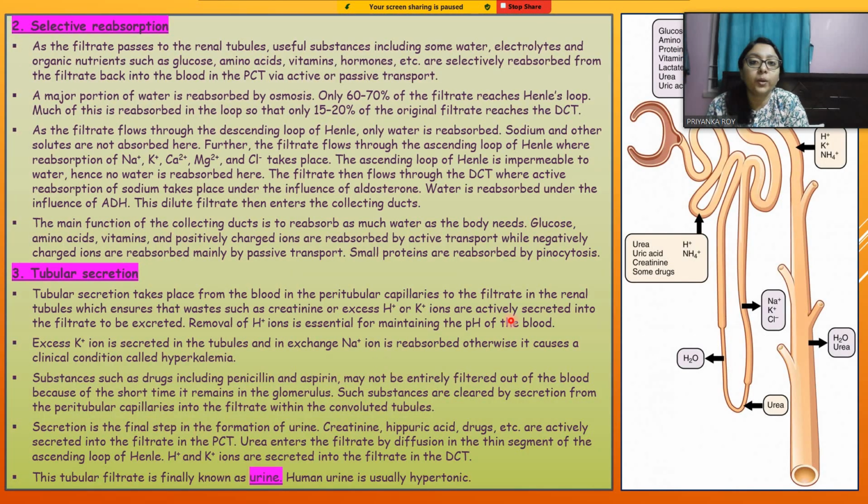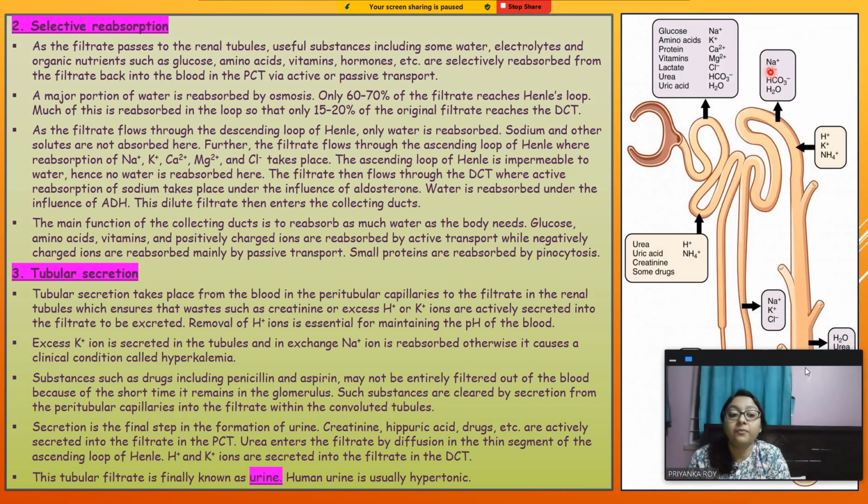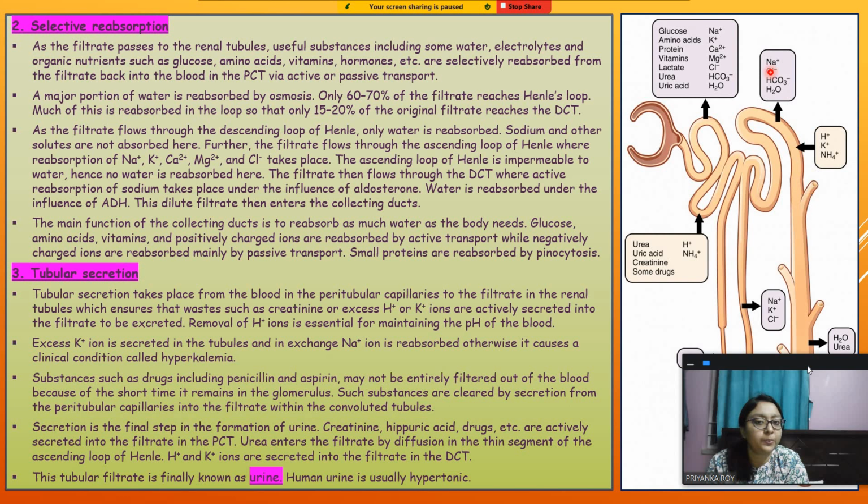Going into the next part of urine formation, that is selective reabsorption. So what is selective reabsorption? As the filtrate passes through the renal tubules, some useful substances like water, electrolytes, and nutrients such as glucose, amino acids, vitamins, and hormones are reabsorbed from the filtrate back into the blood in the PCT, either via active transport or via passive transport, that is, either utilizing ATP or without utilizing ATP.